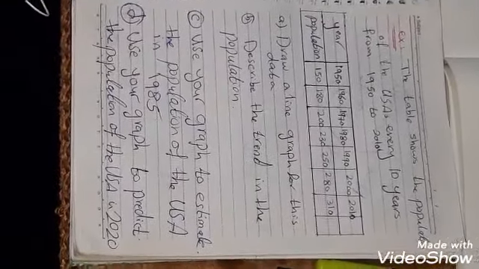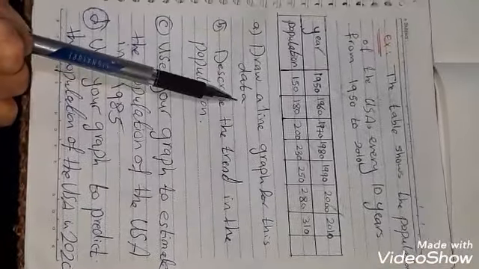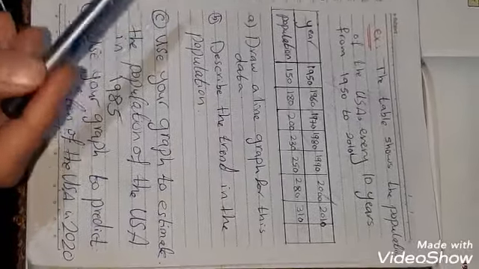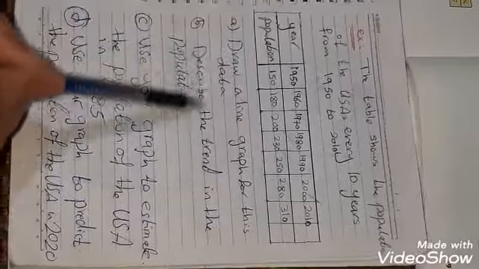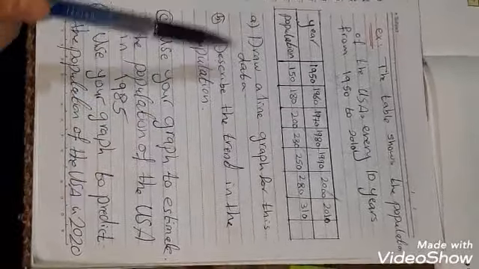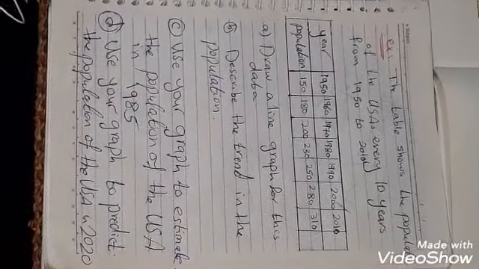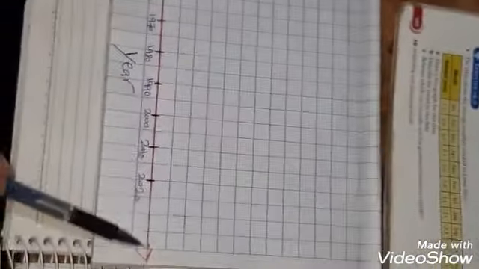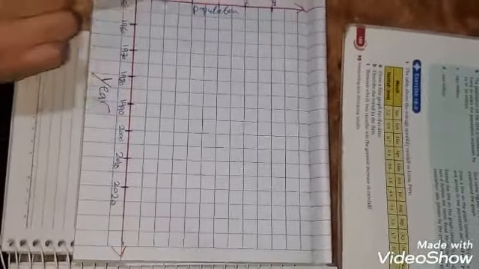Now, the question is, draw a line graph for this data. Before doing B, C, and D, we can't answer them without solving the first one, which is to draw a line graph. Now, look. This is the x-axis and the y-axis, the horizontal and the vertical.